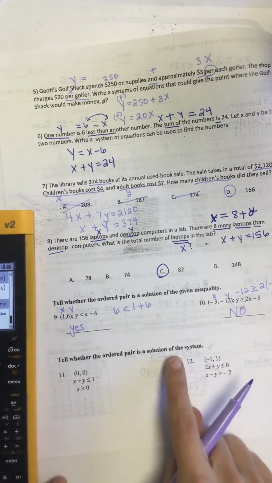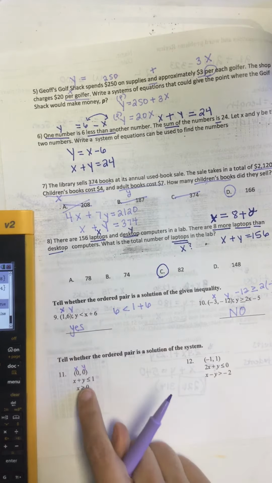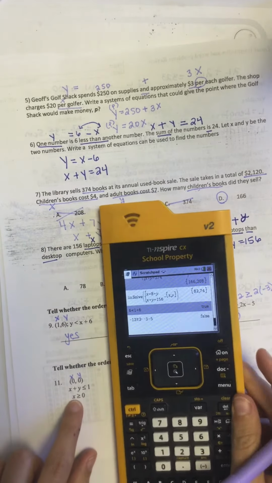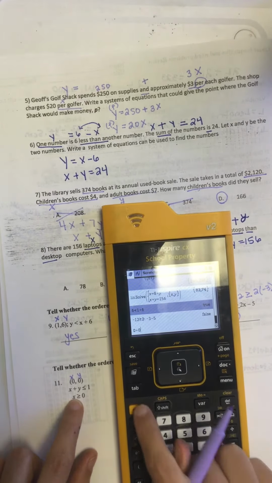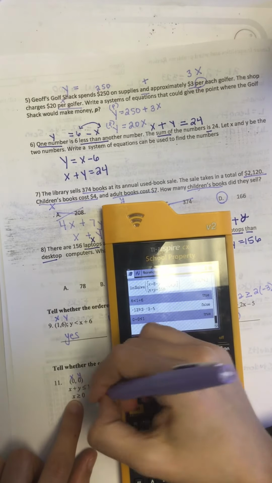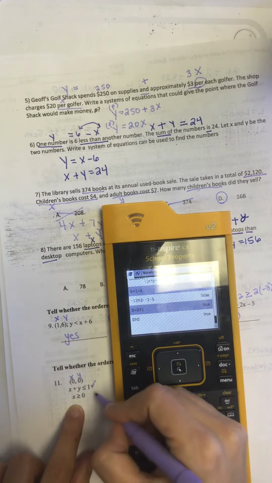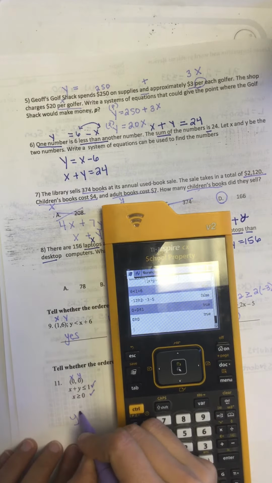Tell whether the ordered pair is a solution to the system. Again, this is x and y, and we're just going to plug them in and make sure they work. So 0 plus 0 is less than 1. We get true, but both of them have to be true. So 0 is greater than or equal to 0. We get true again. So the answer here is yes.